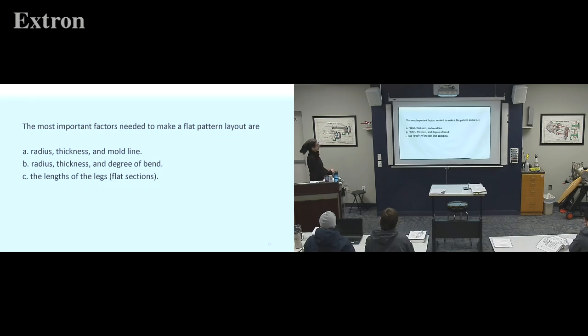David, the most important factors needed to make a flat pattern layout are what? I had told you you don't need to memorize the formula. However, having a good understanding of it is very helpful. Important factors for flat pattern: radius, thickness, and mold line, or radius, thickness, and degree of bend, or length of the leg or flat section. B. How many agree?